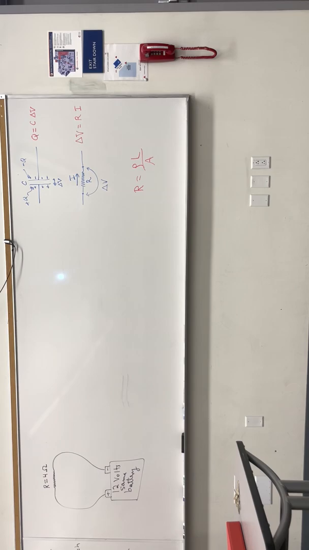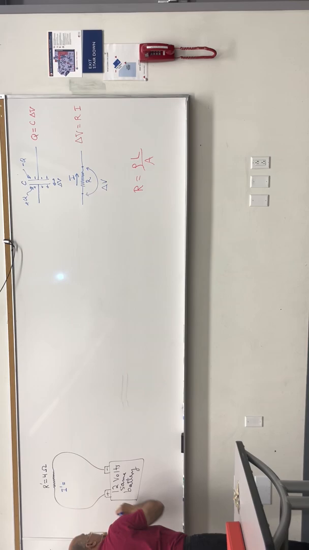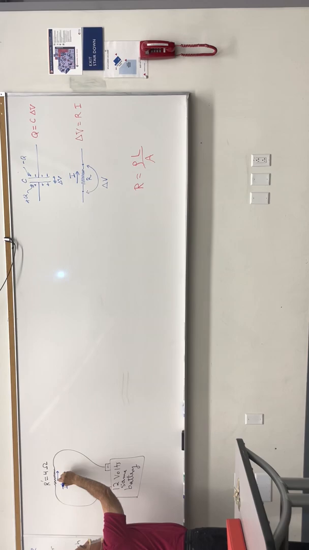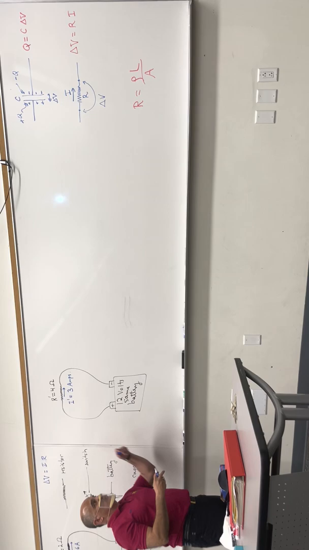Let me call it I prime. I can probably call that R prime. So it's different from that. Which way is the current? To the right. And how big would it be? Because 3 times 4 is 12. Here, 6 times 2 is 12.